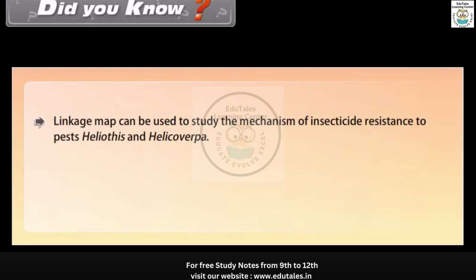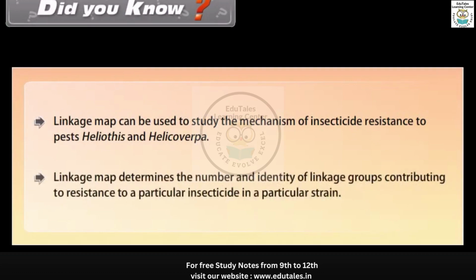Did you know? Linkage maps can be used to study the mechanism of insecticide resistance in pests Heliothis and Helicoverpa. A linkage map determines the number and identity of linkage groups contributing to resistance to a particular insecticide in a particular strain.